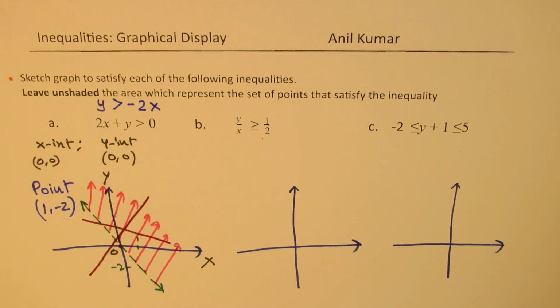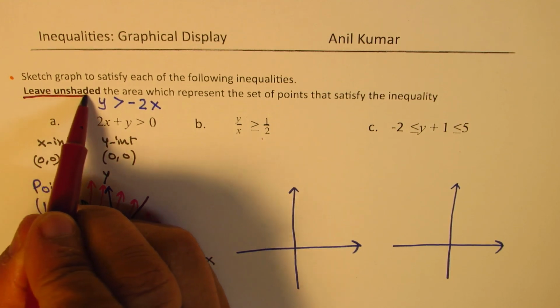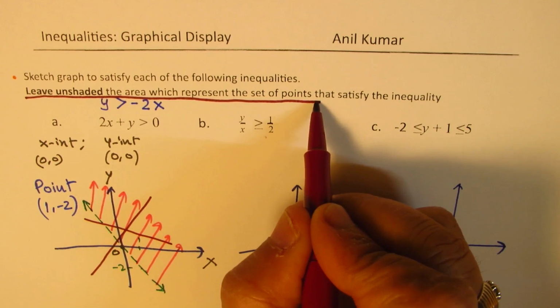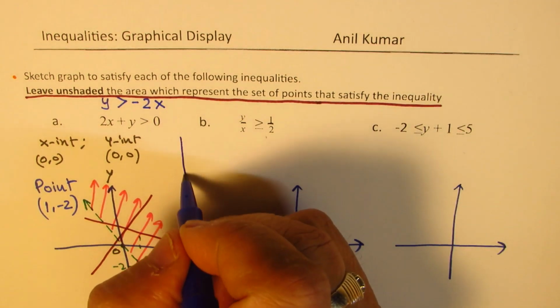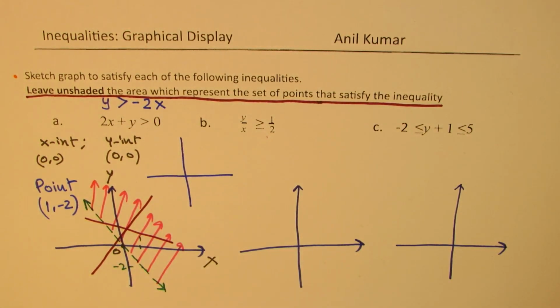right? You get the idea? So you have to be really very careful while providing the solution, and the emphasis here is on this particular statement, which says leave unshaded the area which represents the set of points that satisfies the inequality. So strictly speaking, my sketch should have been like what? So let me redo it, right? In a smaller space. I have already explained the concept to you, right?